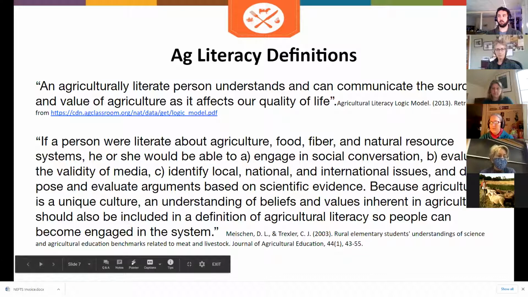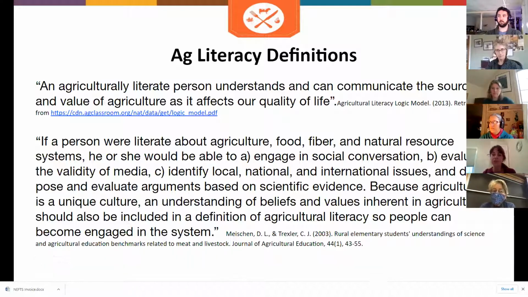Betsy, this is Suzanne. I also had a reaction. I think it's interesting that the definitions don't differentiate between big ag versus smaller or local agricultural systems. It's just an observation.